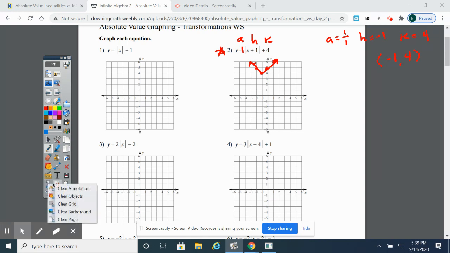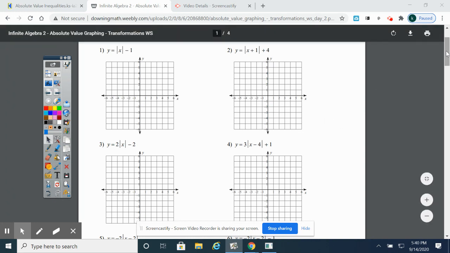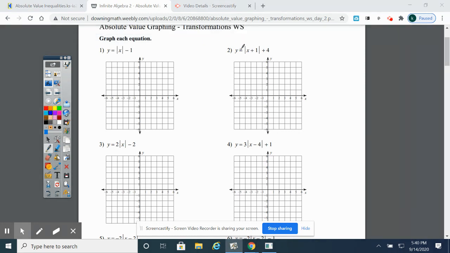Okay, so now that you know how this works, we're going to change this to inequalities. We're going to use the same idea of A, H, and K, but this time we are going to change this to y is greater than. Now, here's how I remember where to shade things, because there's going to be some shading. Greater is at the top, less is going to be at the bottom.